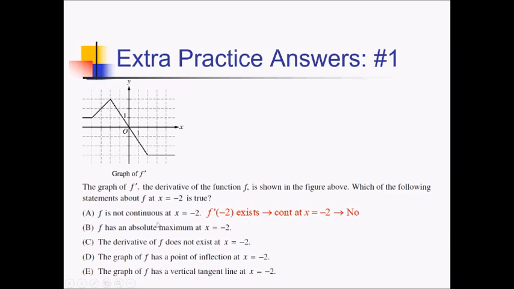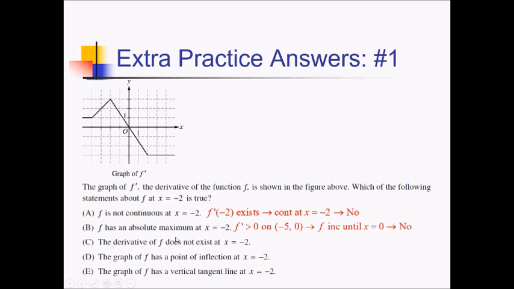Moving on, f has an absolute max at x equals -2. Well, we see here that f prime is positive from, at the very least, -5 to 0. So that means that the graph of f itself is increasing until we get to x equals 0. Well, if f is increasing between -2 and 0, then -2 can't be the location of the absolute max. So this is also a no.